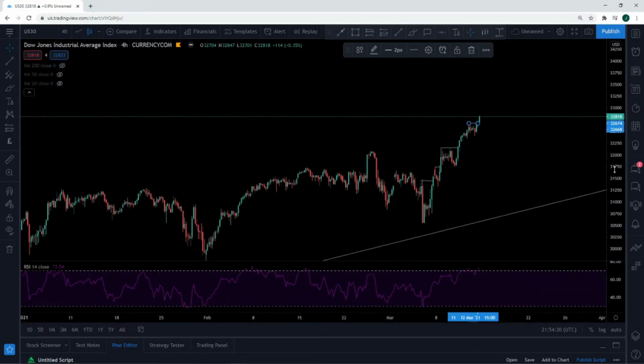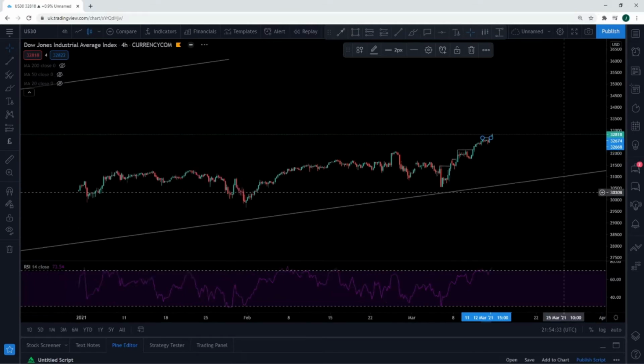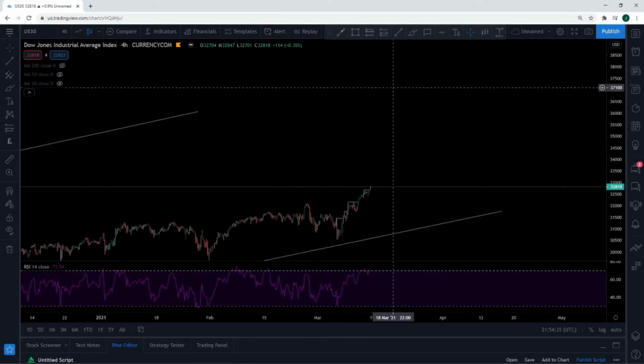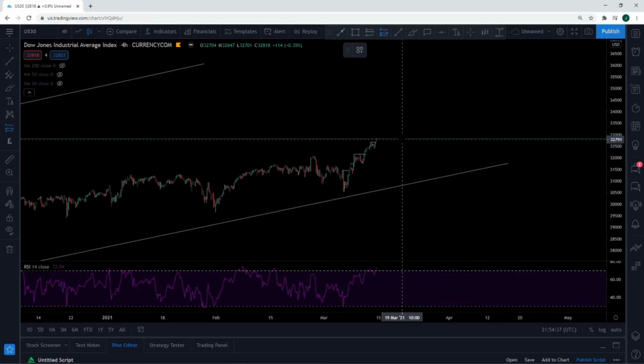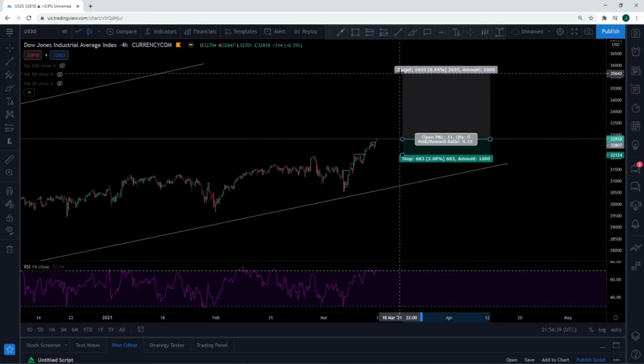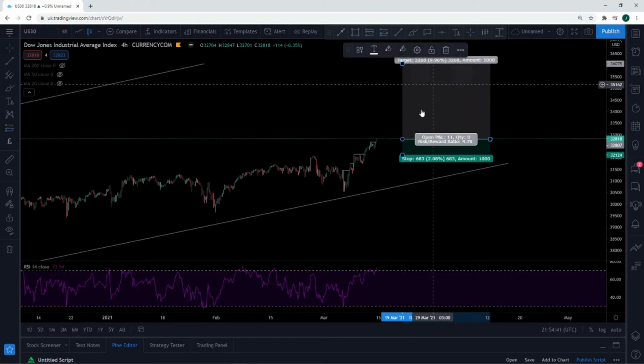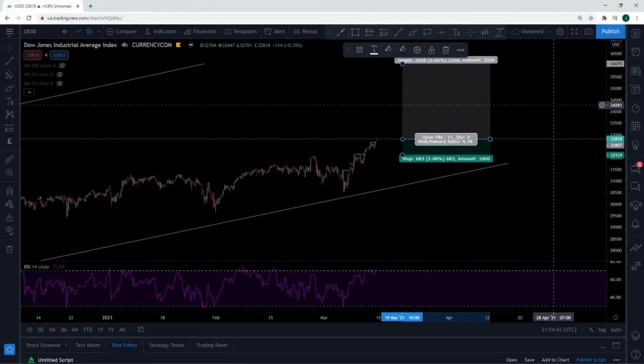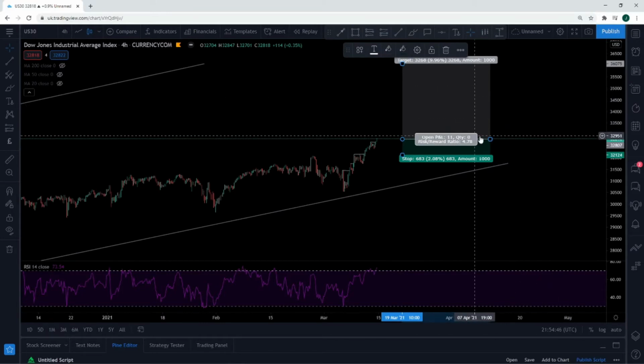So if you look on your 4 hour, I'd love to see price push on to the upside and move higher on the Dow Jones. I'd love to see within that, a target around 36,000. Yeah, so that's it on the Dow Jones, guys.